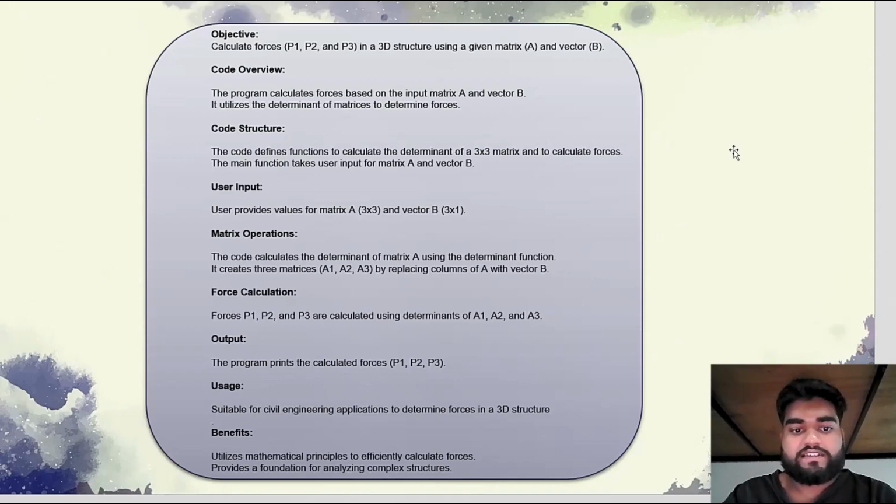The user provides values for matrix A, 3 by 3, and vector B, 3 by 1. The code calculates the determinant of matrix A using the determinant function. It creates three matrices A1, A2, A3 by replacing a column of A with vector B. The forces P1, P2 and P3 are calculated using determinants of A1, A2 and A3. The output prints the calculated forces P1, P2, P3. The code is suitable for civil engineering applications to determine forces in a 3D structure. Lastly, the benefit is that it utilizes mathematical principles to efficiently calculate forces and provides a foundation for analyzing complex structures.